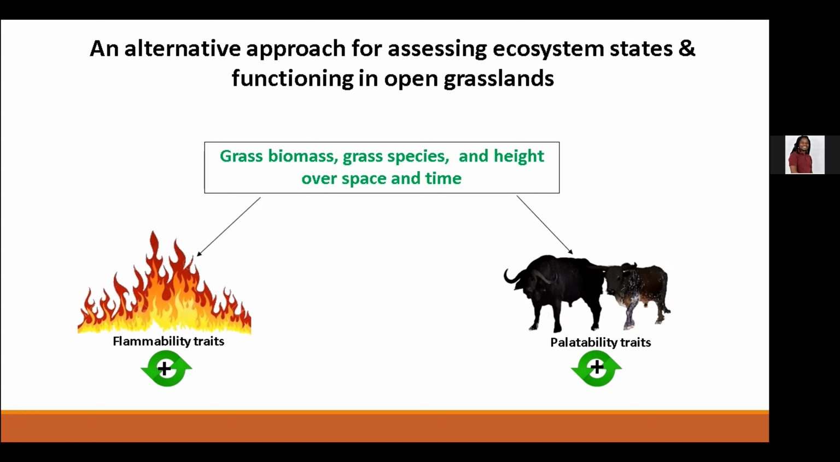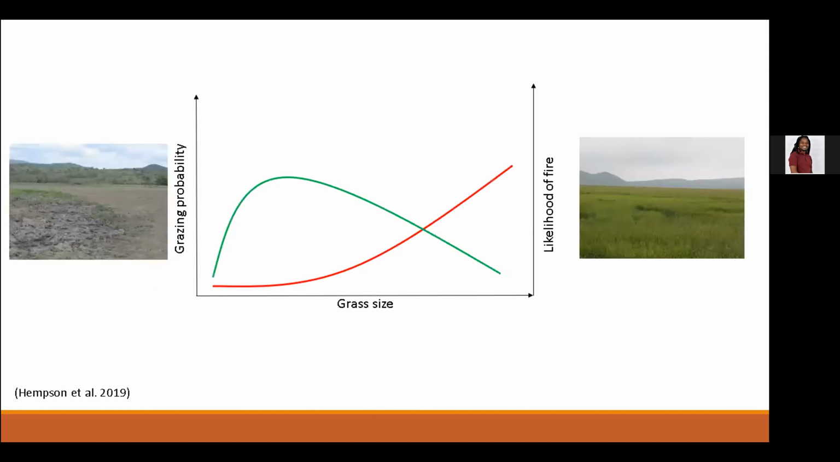But at the same time, herbivores can actually shift a grassland community to unpalatable species by actually removing palatable species. And one other driver that's actually important is that in terms of these extremes from flammability to palatability, there's actually a rainfall gradient, with palatability traits usually associated with lower rainfall and the flammability associated with higher rainfall areas.